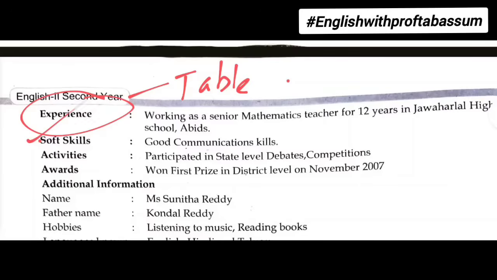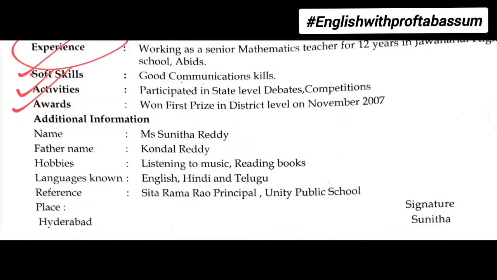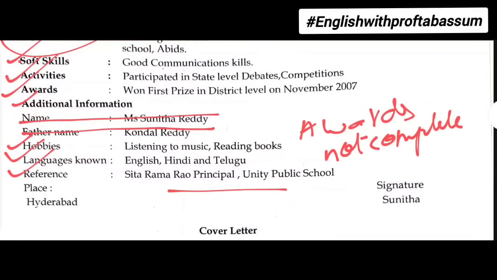Then next they have written soft skills. This is fine. CV you can make as long as possible. Then additional information, this heading is also fine. But these details, your name, father's name, this is not required. You can add one thing over here, that is awards, then hobbies, then languages known, then references. In references, you write the name, details and qualification of the person who is going to refer you to the job. Over here, they forgot to give details of this person. Then Hyderabad must be written here just beside place. And then the person's name at the end, not signature.